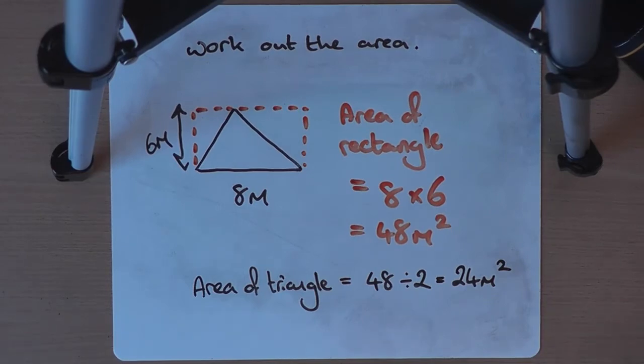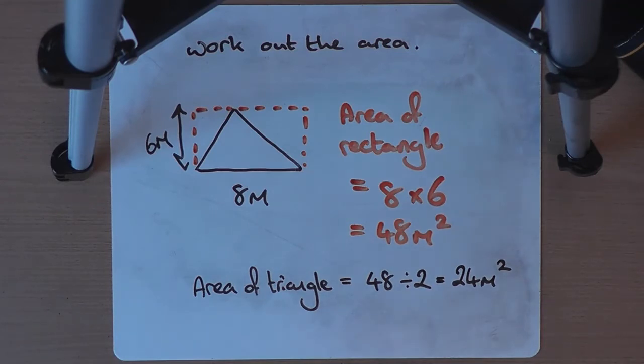So with any triangle, step 1, turn it into a rectangle. Add in the dotted lines. I would strongly encourage you to draw in the dotted lines because then you're seeing what you're doing and why you're doing it. Find the area of that rectangle, choosing the measures that you need, and then halve it to find the area of the triangle that you actually wanted.